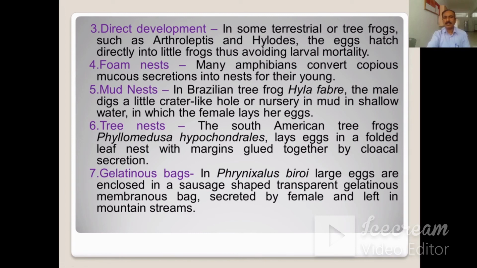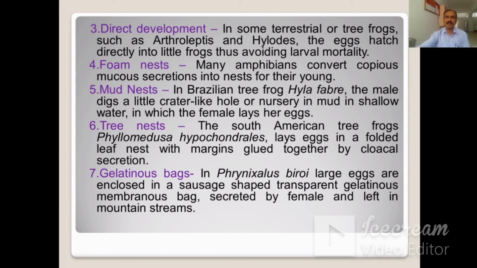Number three is direct development. In some terrestrial or tree frogs, such as Arthroleptis and Hylodes, the eggs hatch directly into little frogs, thus avoiding larval mortality. Next is the foam nests. Many amphibians convert copious mucus secretions into nests for their young ones.